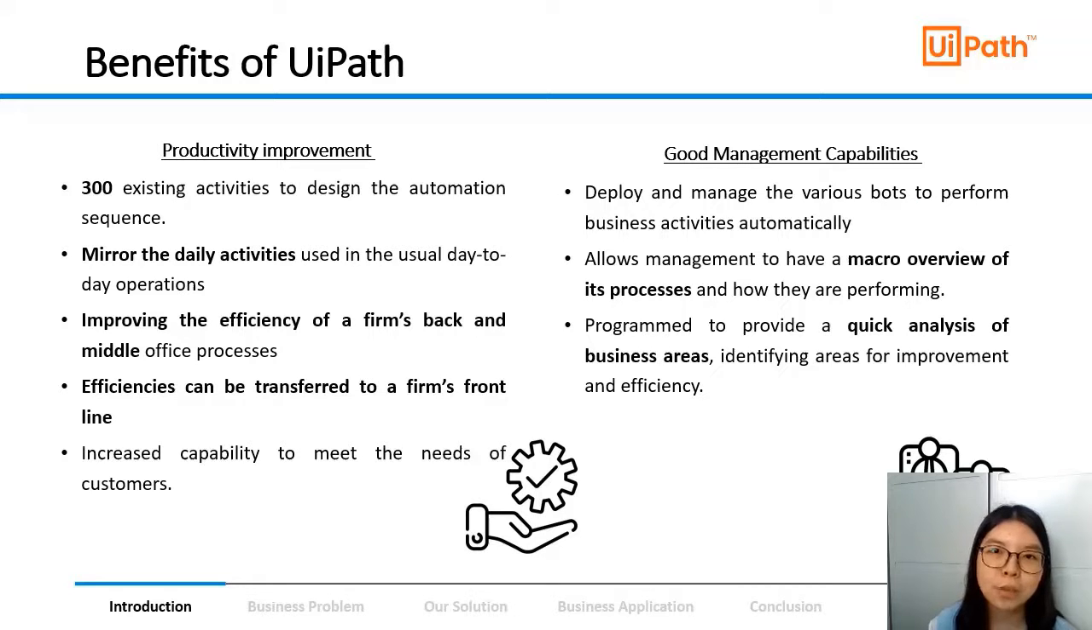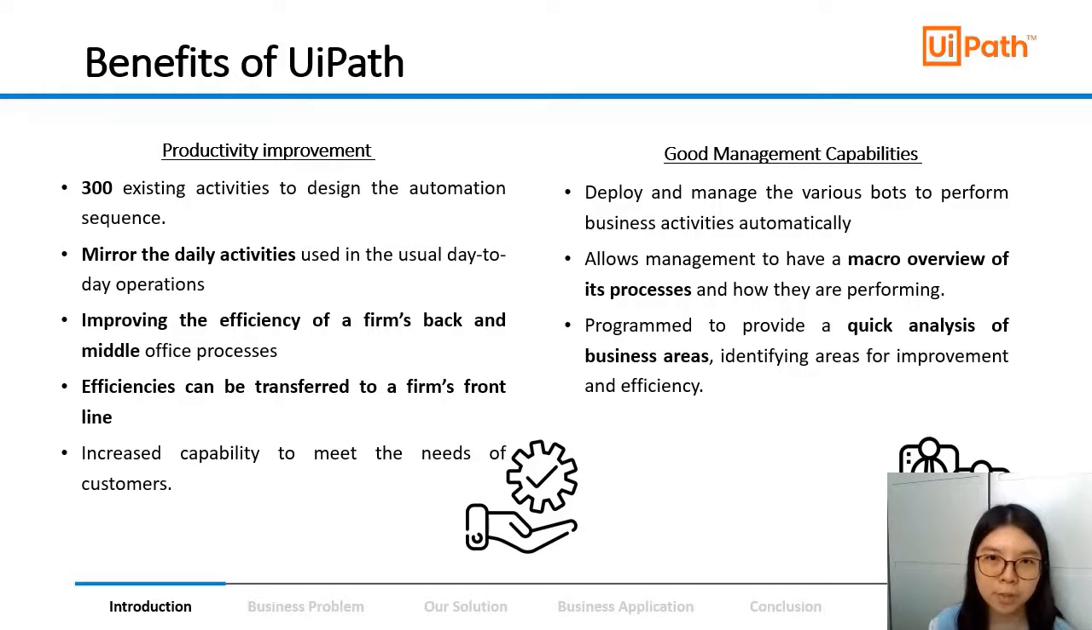UiPath brings about two main benefits. For productivity improvement, UiPath provides 300 existing activities that are identical to daily activities used in businesses. The improvement of the firm's back and middle end efficiency can translate to improved efficiencies in the firm's front line, thereby allowing the company to focus on the customers.